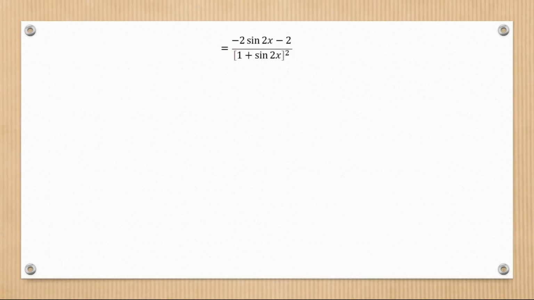Alright, so next we can see this is what we're left with. So I can now factorize out the negative 2 from the numerator. Then as you can see, these two values are similar, so there's going to be a reduction. So now we have negative 2 over 1 plus sine 2x. And that is our derivative.